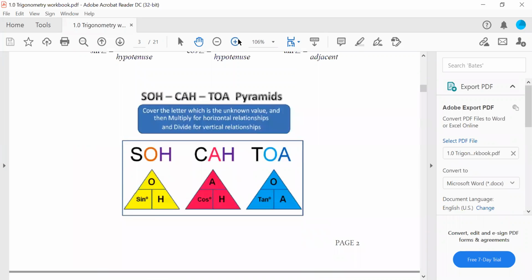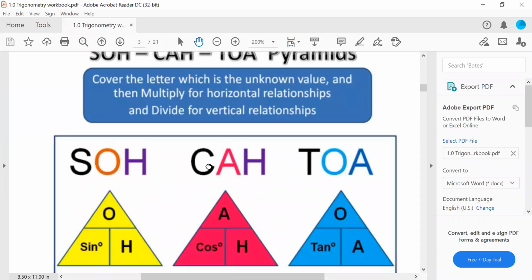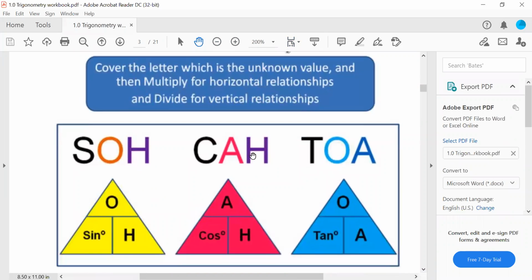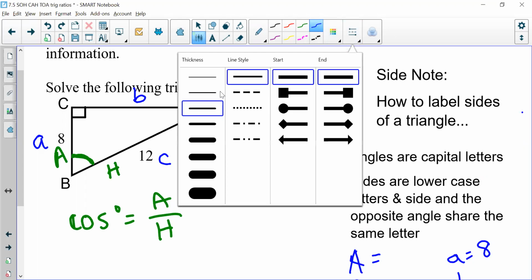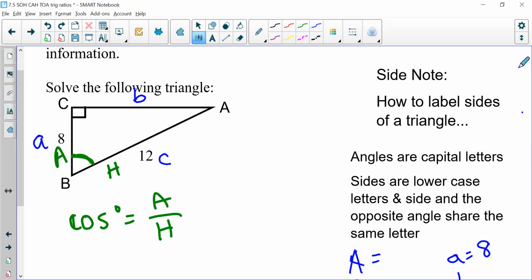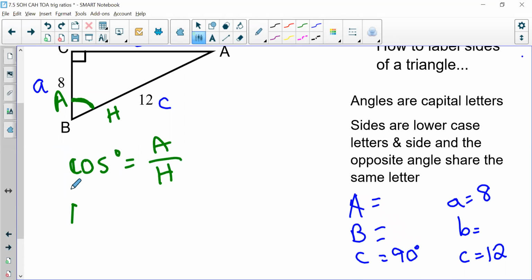So I'm going to use the pink one there, and I'm looking for my angle measurement. So I'm going to do cosine of my angle equals A over H. We don't know our angle, so I'm going to put in B there just so we remember what we're solving for in this question. So cosine B, if I can write it.